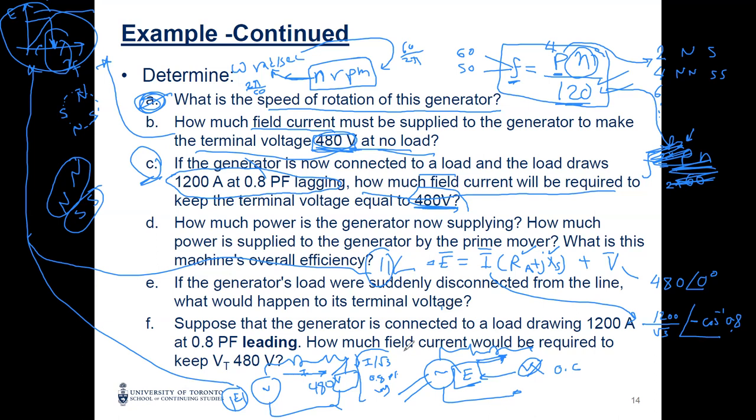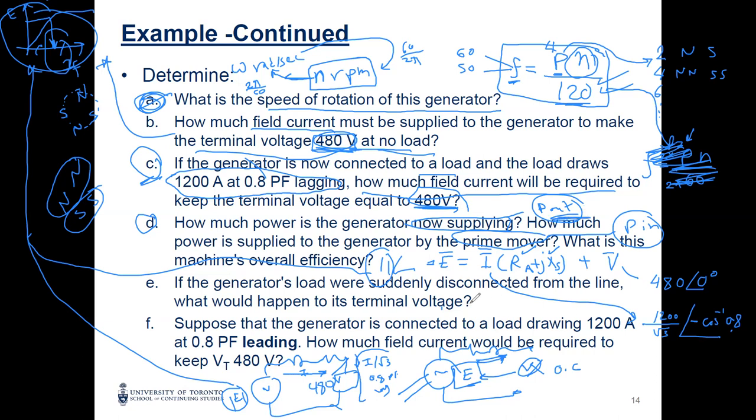Okay. Next, if no question, for D: how much power is the generator now supplying, and how much is supplied to the generator by the prime mover? The generator is now supplying, it means it's the output power. How much is supplied to the generator by the prime mover? This is the input power. Then what is the machine's overall efficiency? It's the output over the input times 100 percent, the eta, the efficiency.